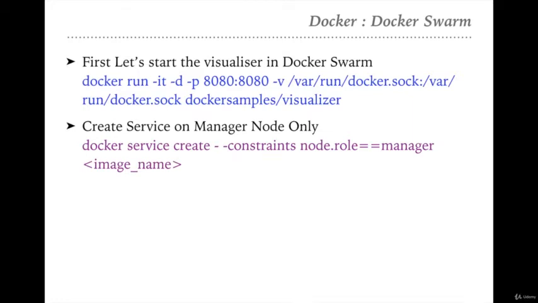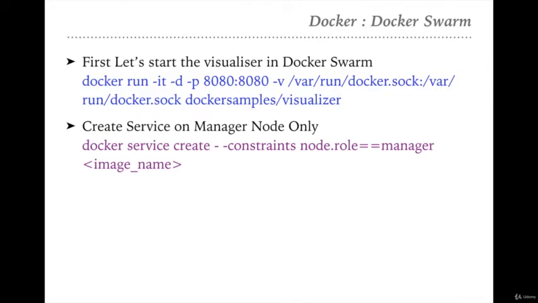Here we need to define the values as a key value pair. First we define the key, and then the value. In our case, we are going to execute a particular container on the manager node. So what is the key? The key is node.role. And what is the value? The value is manager. This is the command which will help us execute a particular service on a manager: docker service create --constraint node.role==manager. Then you need to define your image name.